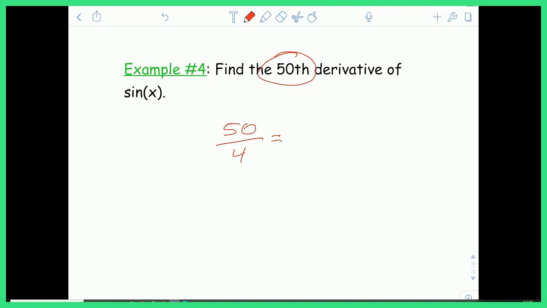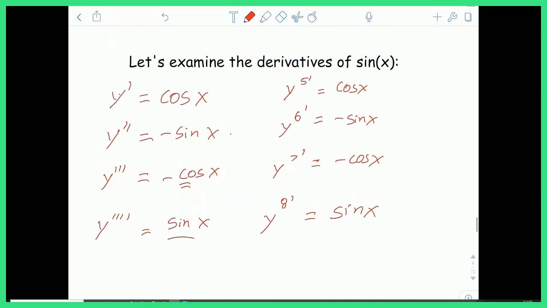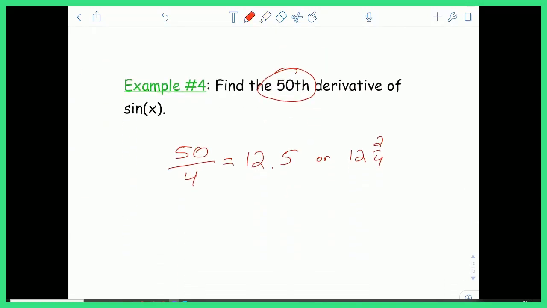So I know that 4 goes into 50 an even number of times, 12, right? And what remains is 2/4, so 0.5. So I'm just going to call this 12 and 2/4. So what that really means is, let's assume that I did 12 iterations of the sine x derivative. So I'm doing iteration 1, iteration 2, iteration 3, iteration 4, reset, 5, 6, 7, 8, reset, all the way down, so that these 12 cycles are actually meaningless, because now I'm back to sine x.